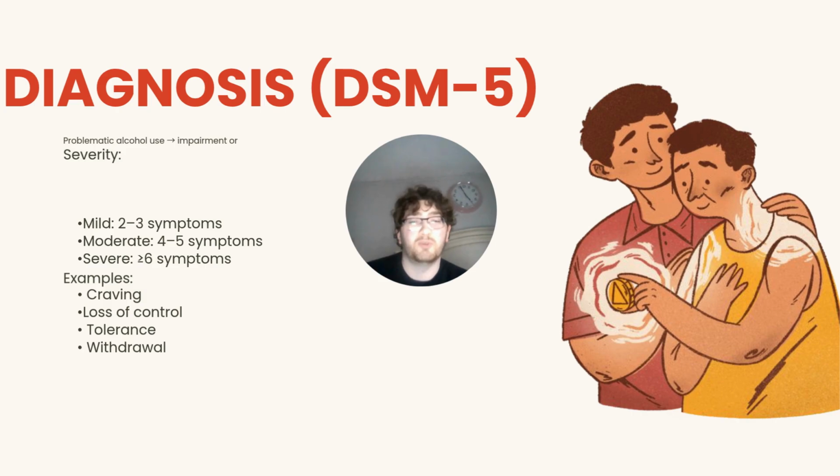It is important to remember that AUD is a spectrum. A patient doesn't have to be hitting rock bottom to have an AUD. A student who misses classes and can't stop after two drinks might already meet the criteria for a mild disorder. Early nursing interventions at the mild stage could save someone's life. That is very important.